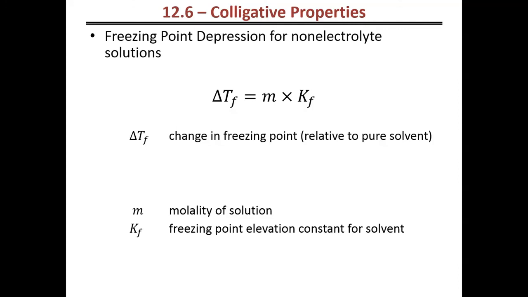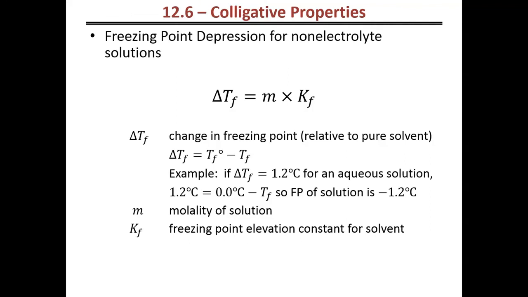Freezing point depression for non-electrolyte solutions. We'll talk Monday about what I mean by that, the non-electrolyte part. Delta TF, that's our change in freezing point. Remember, we're talking about a change from our original freezing point. Which direction is it going to go? It's going to lower. For example, if we calculate 1.2 degrees for my delta TF for water, then my new freezing point is negative 1.2 degrees.